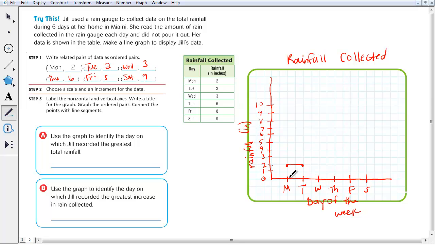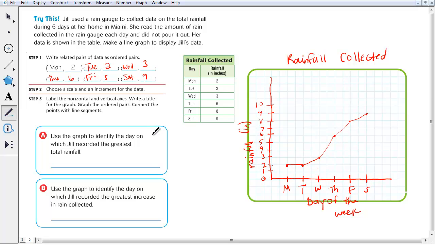Wednesday is 3, so I'm going to go over to Wednesday and up to 3 and show the line graph there. Thursday is 6, so I'm going to go over to Thursday and go all the way up to 6. That's a pretty steep line right there. Friday is 8, so I'm going to go from Friday all the way up to 8. And then the last one is Saturday, which is 9. So I'm going to come here from Saturday and mark 9. So you can see how the rainfall changed each day.